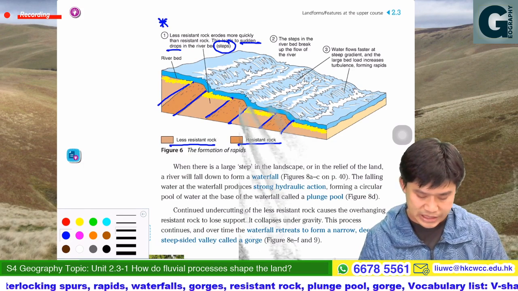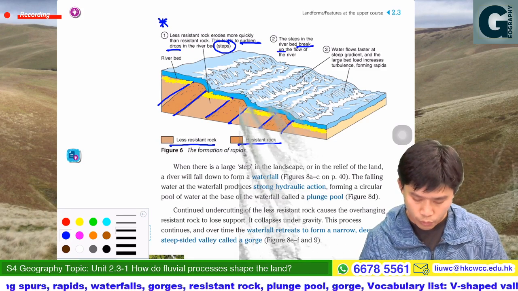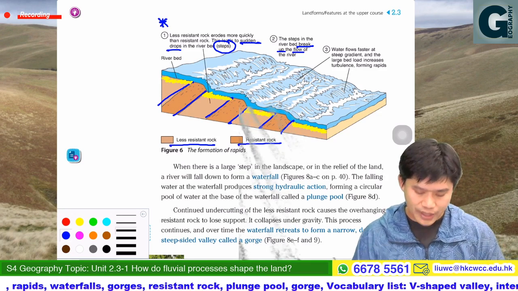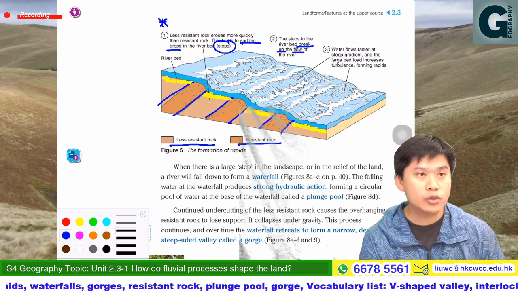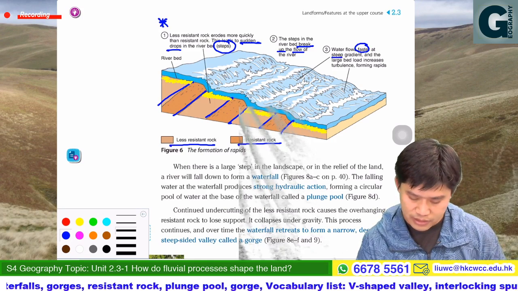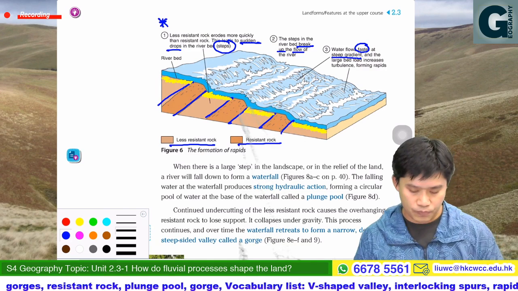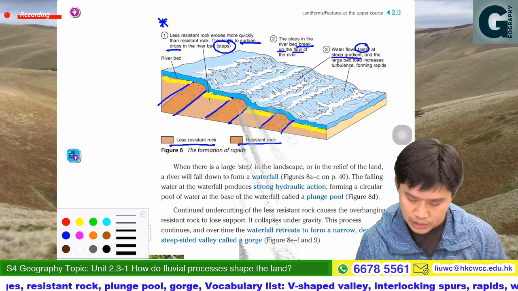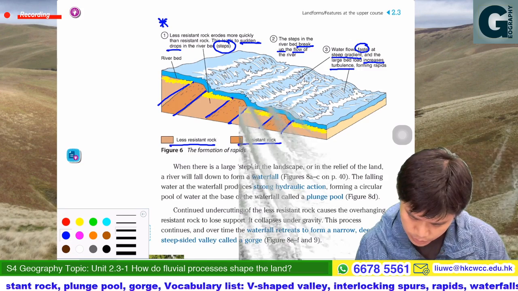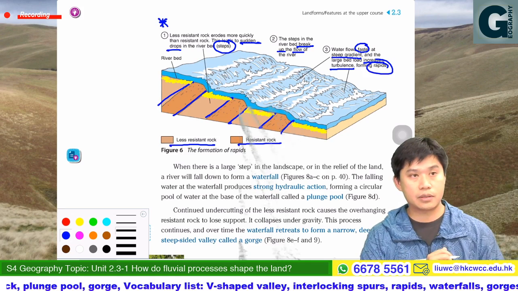So therefore, this step in the riverbed may break up the flow of the river. When those steps break up the flow, the water may flow faster at the steep gradient, or we may say at the step, and it may increase the turbulence, then it will form the rapid.